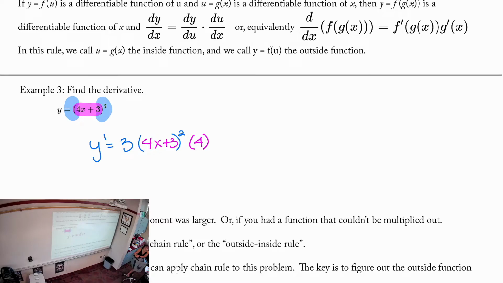Yes. What was the first 3? For bringing the exponent down. So we're doing dy over dx equal to dy over du times du over dx. So essentially what you're doing is f prime of g of x times g prime of x. We'll talk about the dy over dx thing later because that requires implicit differentiation.